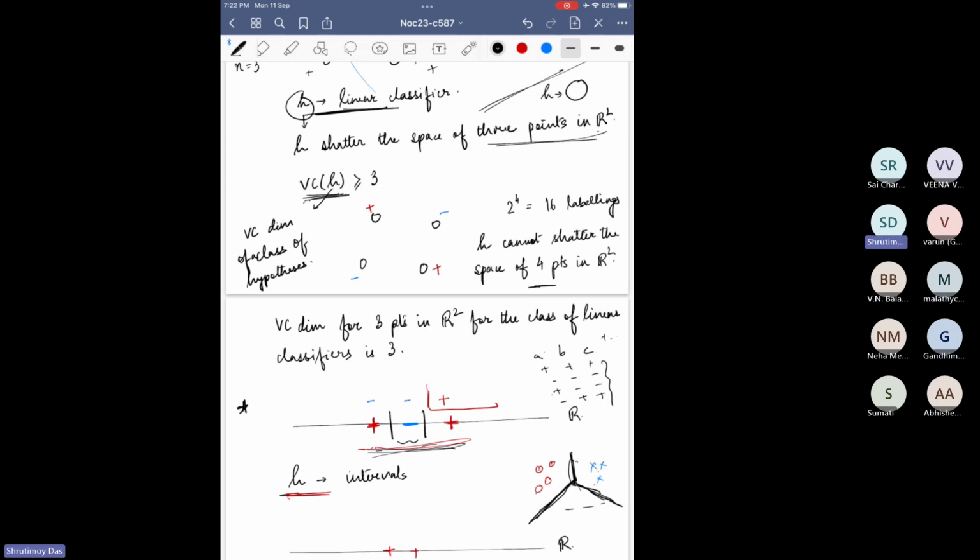But generally, the VC dimension for simple classifiers fails at a very small number of instances. This type of classifier fails for a small number of instances. But when we say instances, it is the total points that you have.